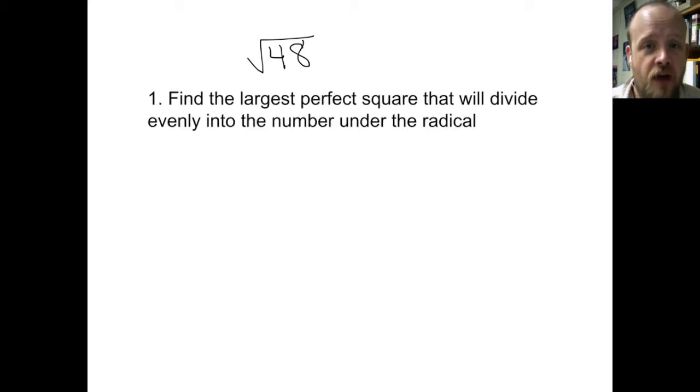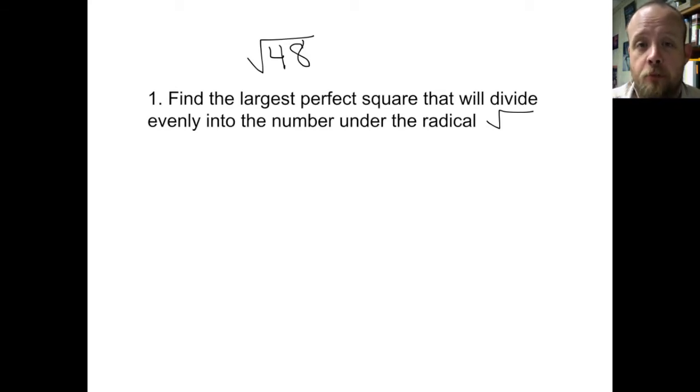So our first example is the square root of 48. Now, there are 3 steps to be able to simplify one of these radicals. Step number 1, find the largest perfect square that will divide evenly into the number under the radical. That number is called the radicand, the number underneath that radical. So in this case, 48.